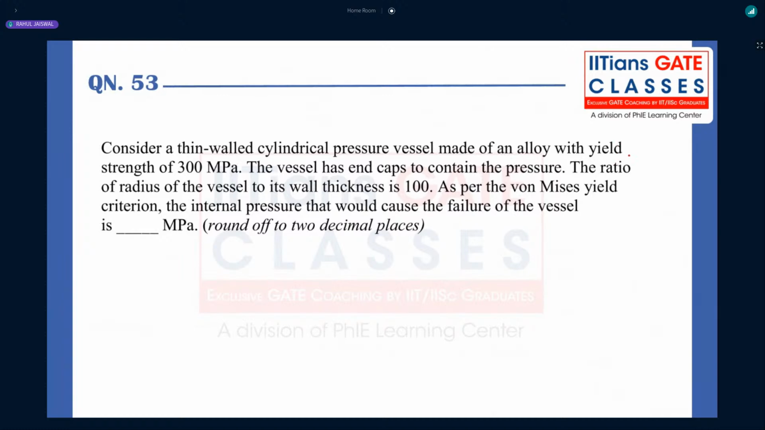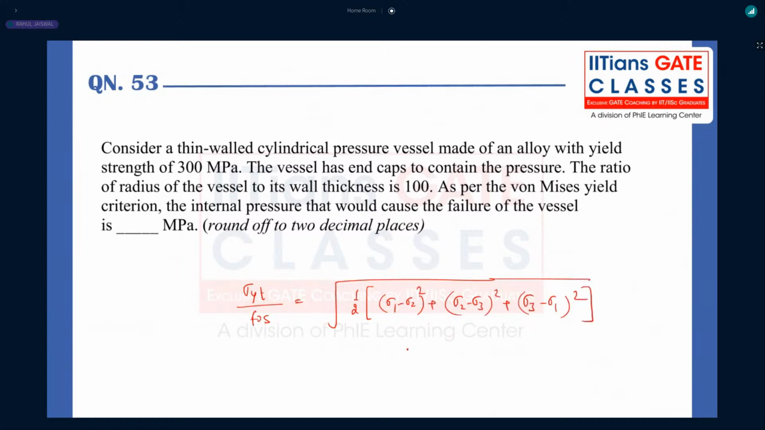Yield strength, whatever is given, is that in tension or shear, right? So generally, what is the formula we used to write? Sigma YT by factor of safety, that is what we used to write, half of sigma 1 minus sigma 2 whole square plus sigma 2 minus sigma 3 whole square plus sigma 3 minus sigma 1 whole square, right? Check it out. This is the formula we used to write, right?